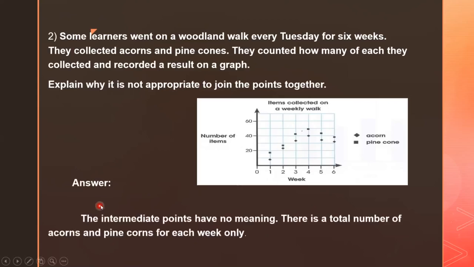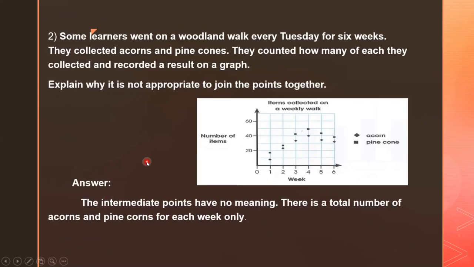That is, the intermediate points have no meaning. There is a total number of acorns and pine cones for each week only. See, what does intermediate point mean? A point between 2 measured values. So here you can see these all are measured values, 0, 1, 2, 3, 4, 5, etc., and 20, 40, 60. These all are measured values, and in between these measured values, you can see many spaces. So these are the intermediate points.